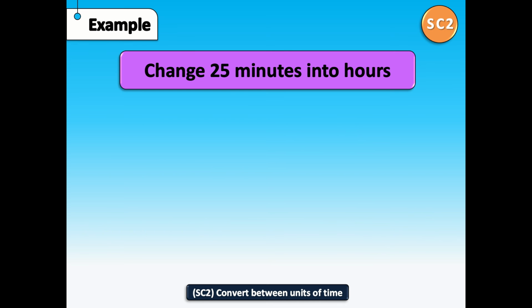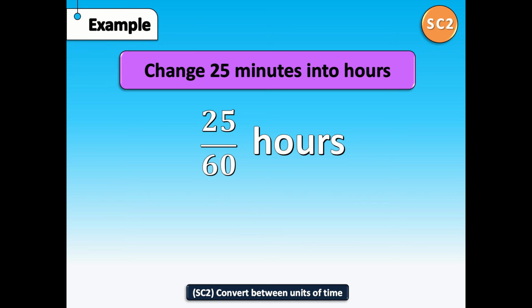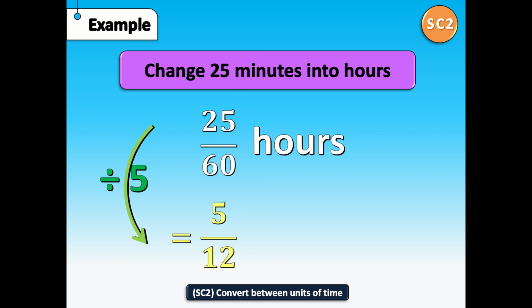We want to change 25 minutes into just hours. Now 25 minutes isn't even a full hour, so our answer is going to be 0 point something. Now a lot of people get this wrong because they put 0.25, but it's not. We've got to do 25 out of 60 because there's 60 minutes in an hour. We can divide both by 5, so it's 5/12 of an hour.